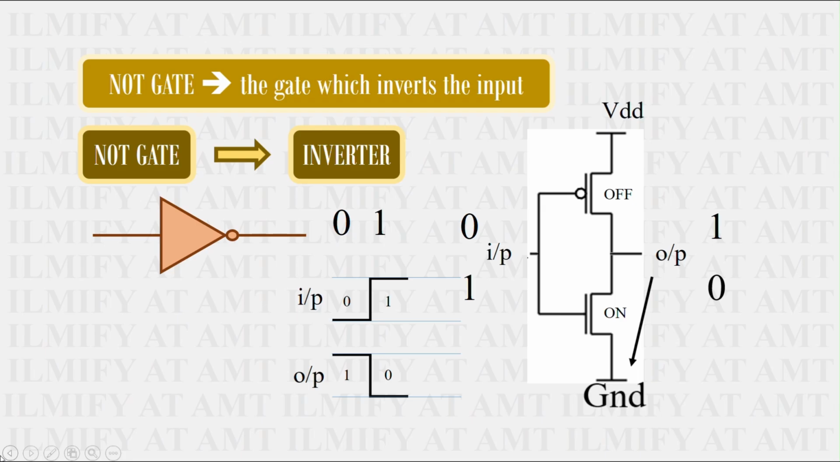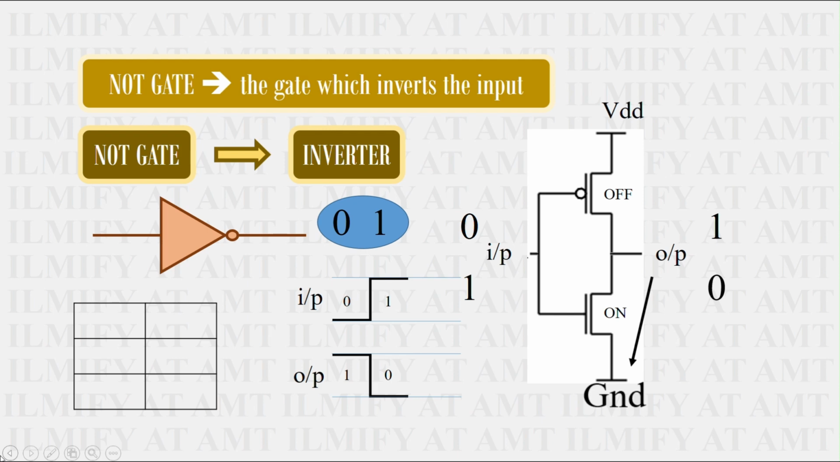Since we don't have any more digits to check the working, we can write the truth table. 1 input column, because we have only 1 input for NOT gate, and 1 output column. When input is 0, the output is 1, and when input is 1, the output is 0.